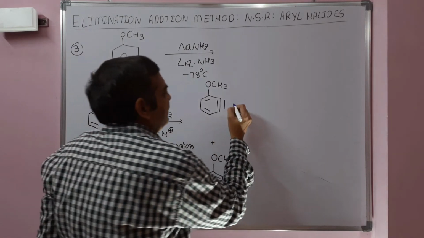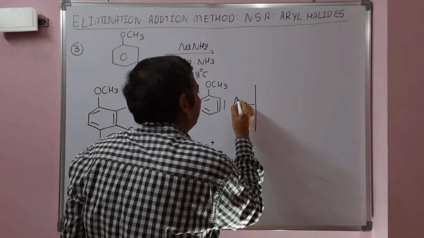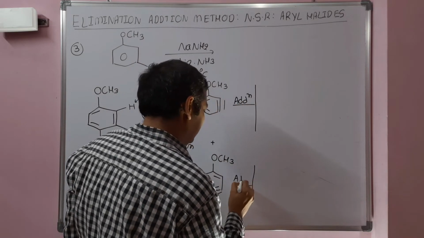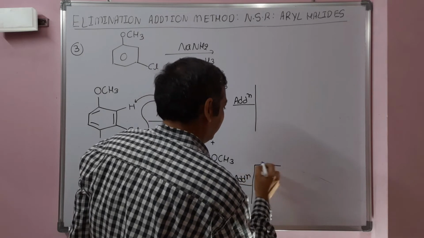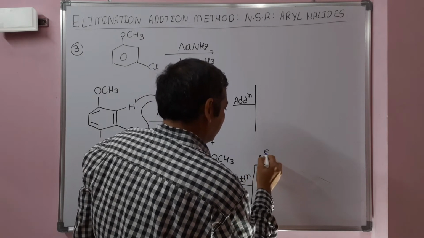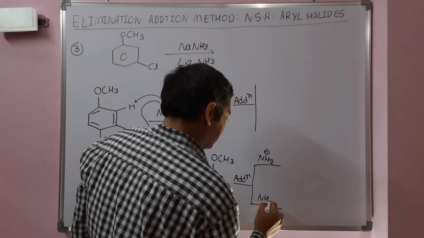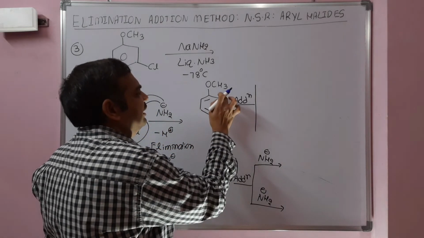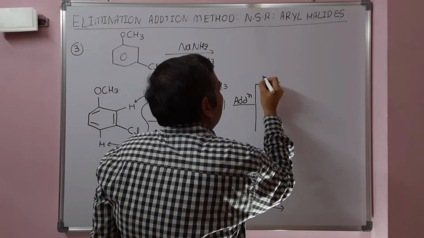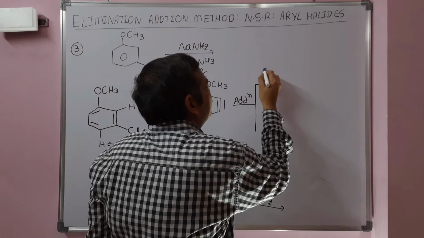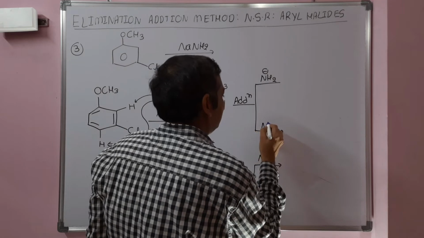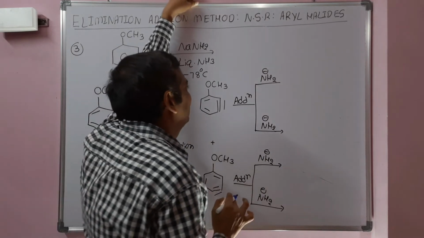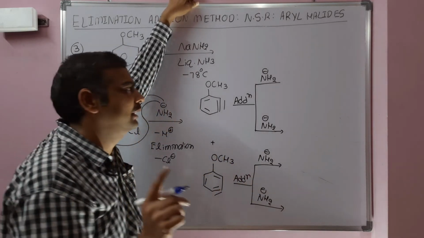Each benzyne will give two products. Why? Because the next step is addition, an addition reaction. On the benzyne with addition, again two products will be obtained. NH2 minus will attack either here or here. So addition again gives two products for each benzyne. So overall, two benzyne intermediates give four possible products. Among the four possible products, which is the major compound?